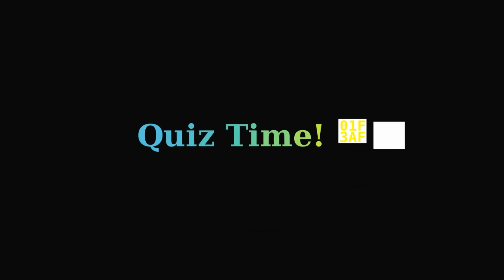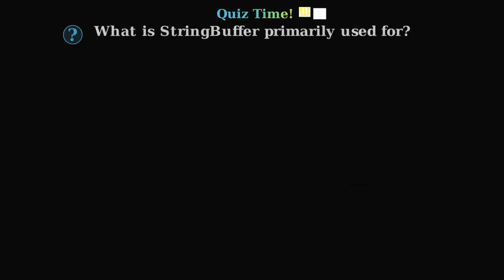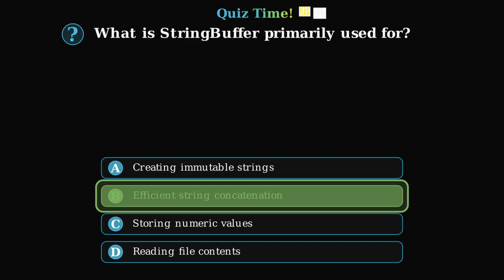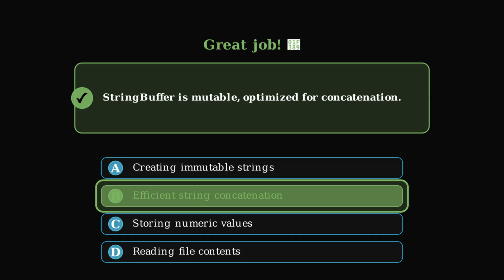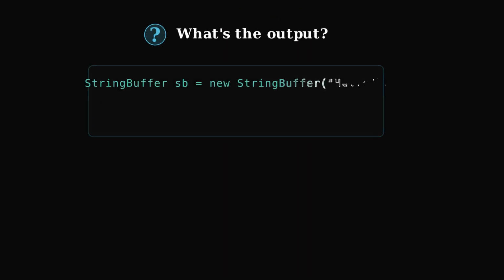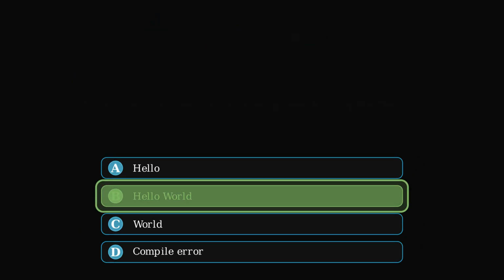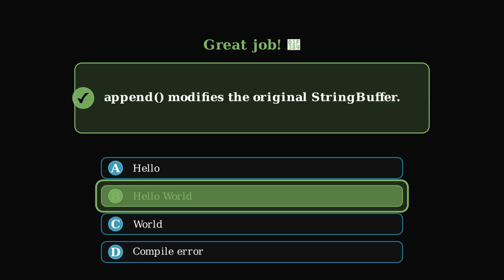Quiz time. Test your understanding. What is StringBuffer primarily used for? Which one is correct? The correct answer is StringBuffer is mutable, optimized for concatenation. What's the output? Which one is correct? The correct answer is append modifies the original string buffer.